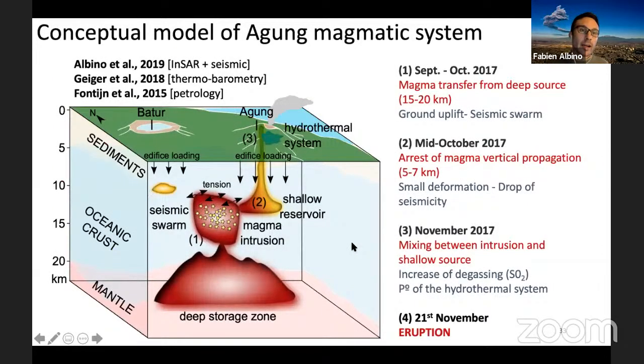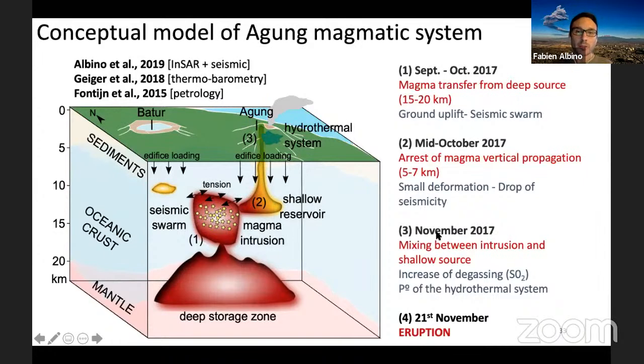So if we summarize all this finding with the ground deformation data, we can see that there was a magma transfer from a deep source into a dike intrusion that was emplaced midway between Batur and Agung. It was simultaneous with the occurrence of the seismic crisis. So we can really be assured that the seismicity was caused by magma intrusion. And then something happened. We don't have any clue about the shallow magmatic system that maybe interacted with the dike intrusion just before the eruption. We don't see any signal related to this shallow source. But we can think about a mixing between this intrusion and the shallow source that may have triggered the last push for the eruption.